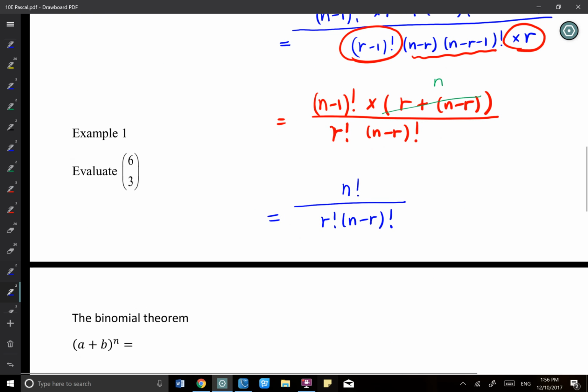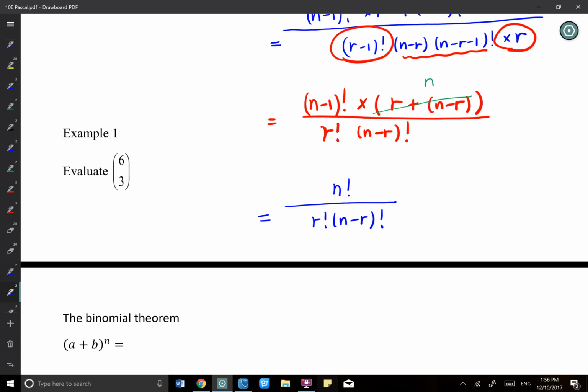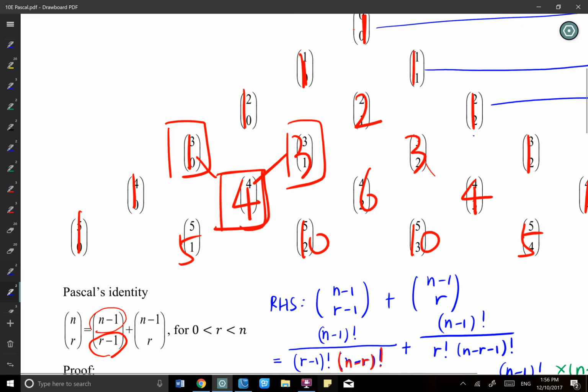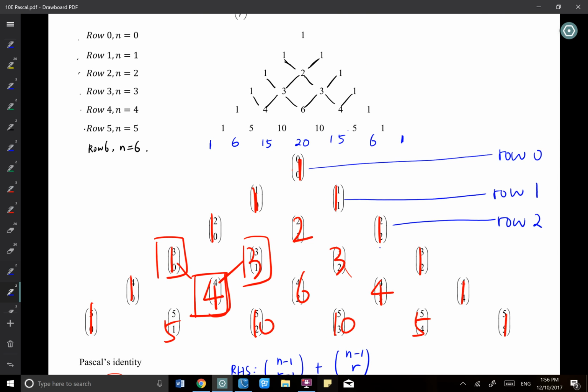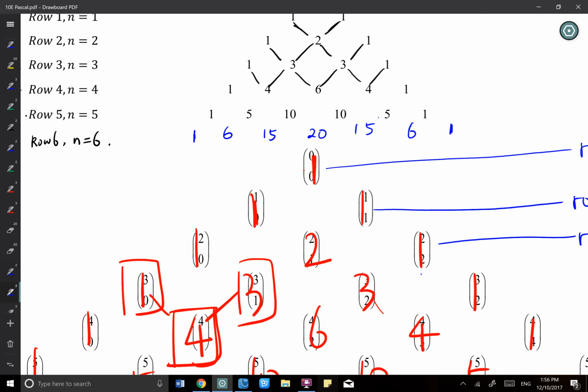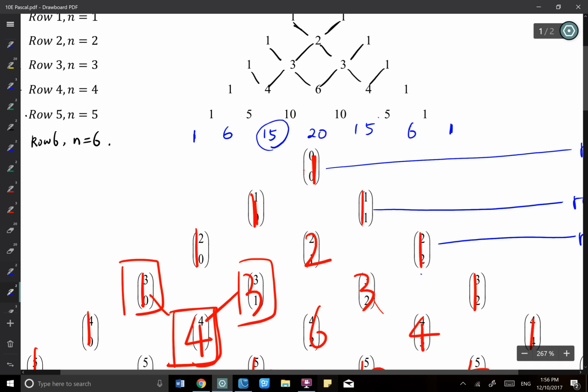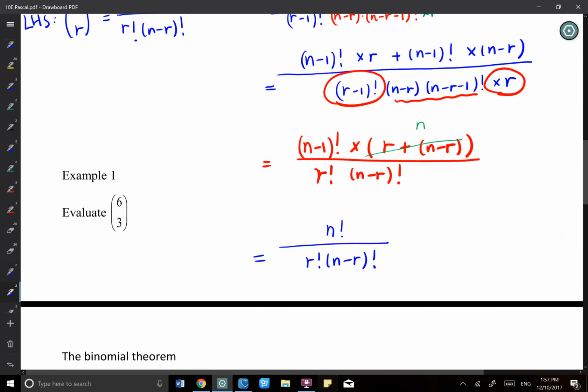Okay, let's evaluate 6, 3. 6, 3 is row 6. Don't forget, you start counting at row 0. Row 0 is your first row. Row 0, row 1, row 2, row 3, row 4. Let's count. I have my row 6 here, and number 3 is that one. So it's a 15. Row 6, number 3. So 6, 3 is a 15. That's just a 15 using the Pascal triangle.